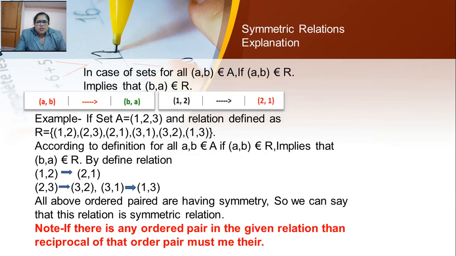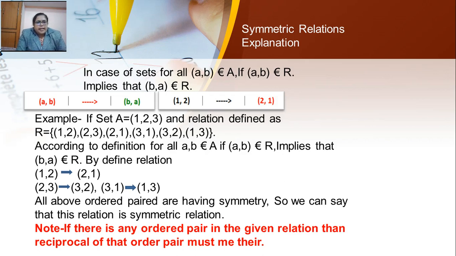Now similarly in a symmetric relation, in case of sets, for all a, b belonging to A, if (a,b) belongs to R, it implies that its symmetric pair (b,a) belongs to R. It means if (a,b) is an element of set A and (a,b) belongs to the defined relation, then its symmetric pair (b,a) also belongs to this relation. Okay, now we understand this with an example.